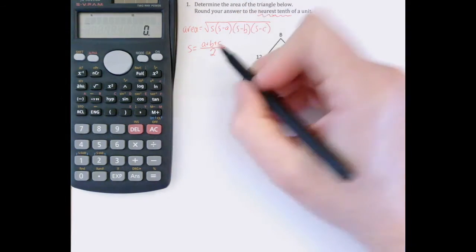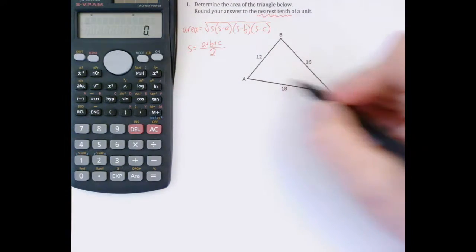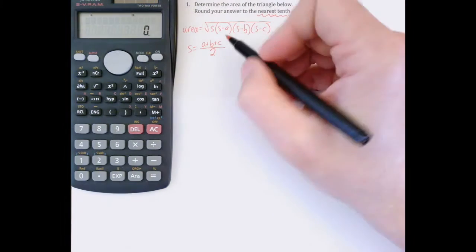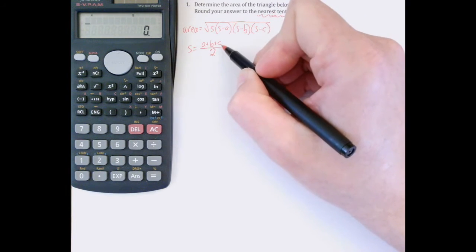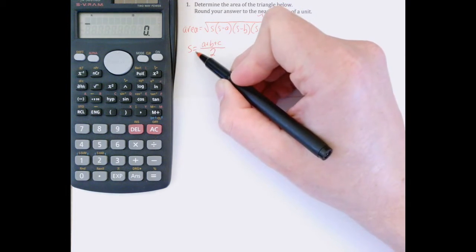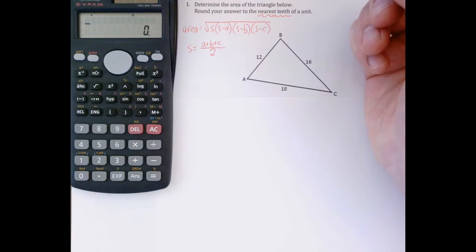So when we find perimeter, we add up the three side lengths. Remember, perimeter is just the distance around a shape. So if I was finding perimeter, I would do A plus B plus C, with A, B, and C being the three side lengths. For semi-perimeter, I do exactly that, but divide by 2 at the end.